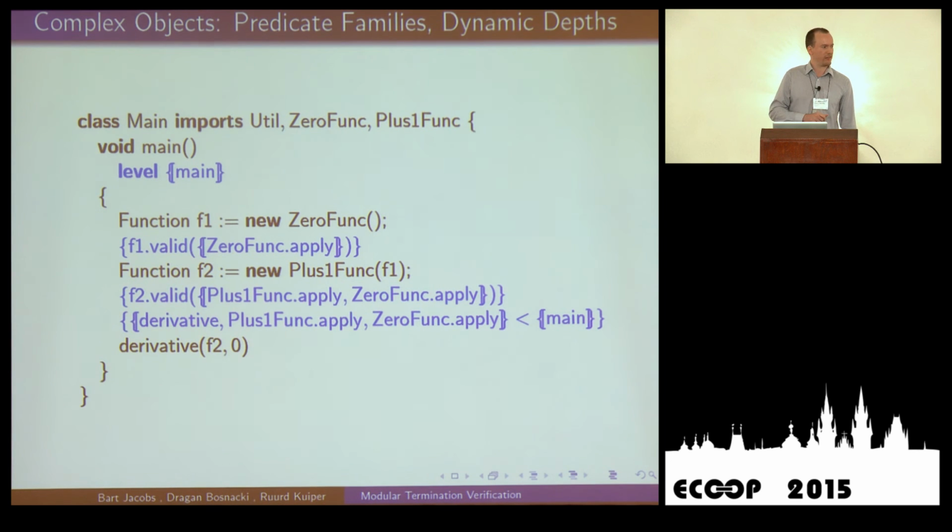Again, by looking at the definition of PlusOneFunc.valid, we can conclude that f2.valid holds for dynamic depth PlusOneFunc.apply, ZeroFunc.apply. And from that it follows that the level of derivative of f2 will be derivative, PlusOneFunc.apply, ZeroFunc.apply. We have to prove that this is less than main, and it is, because all of these three methods are below main in the order on method names, and therefore this is a valid multiset relation.